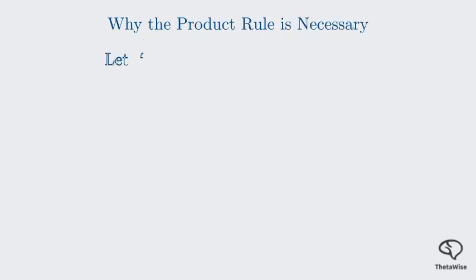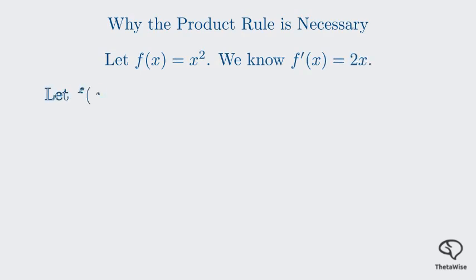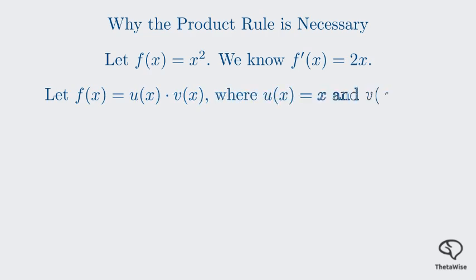Let's see why that's wrong. Consider the function f of x equals x squared. We know its derivative is 2x. But we can also write x squared as the product of two functions, x times x. Let's call them u of x equals x and v of x equals x.